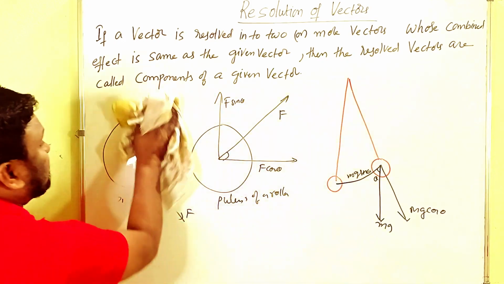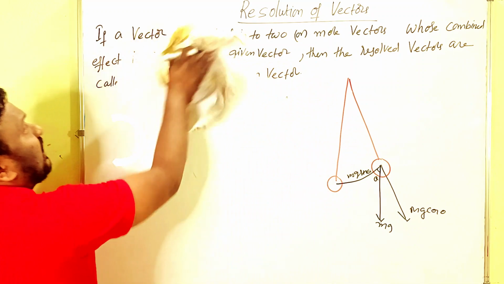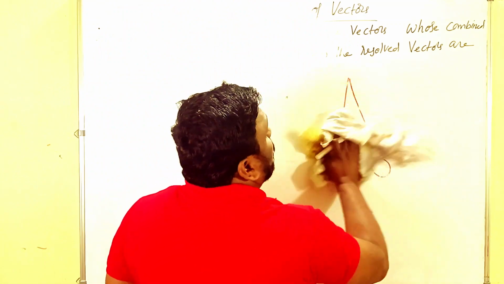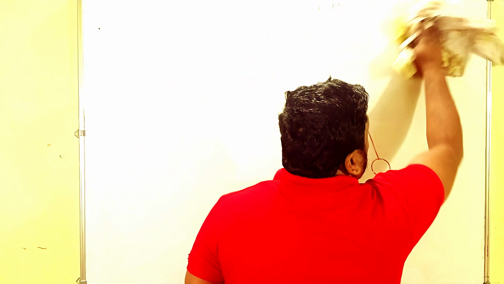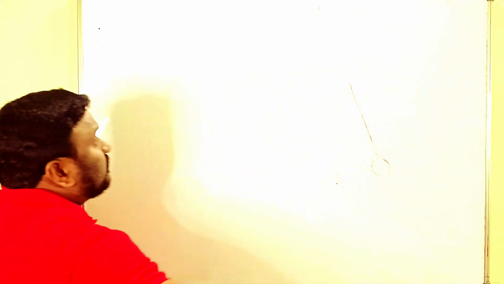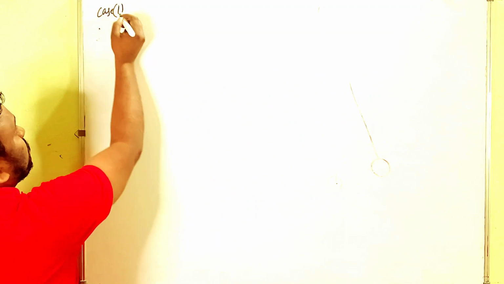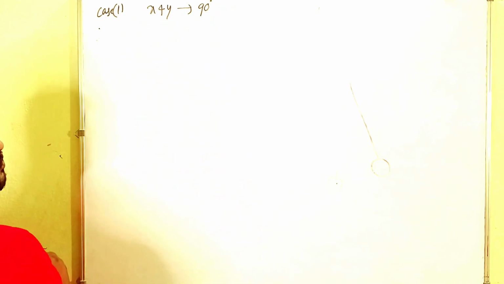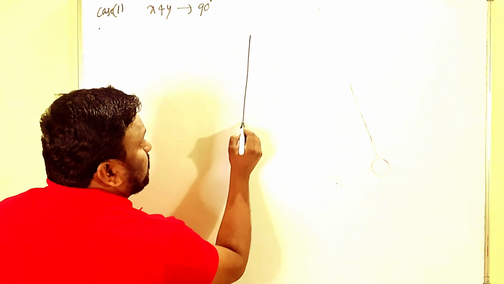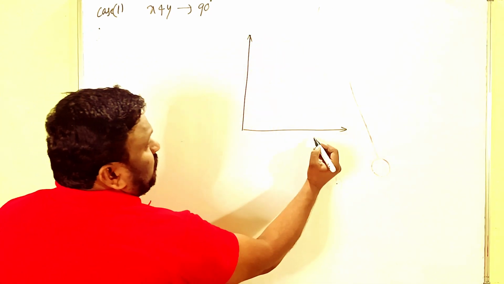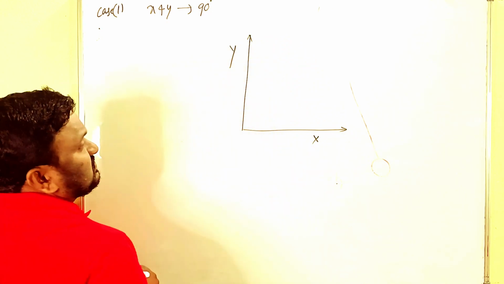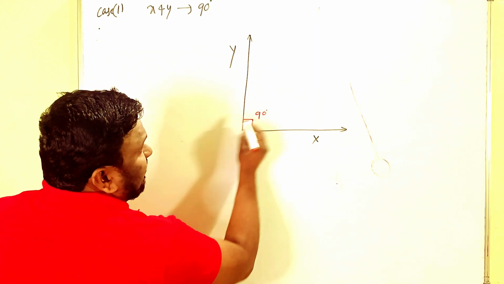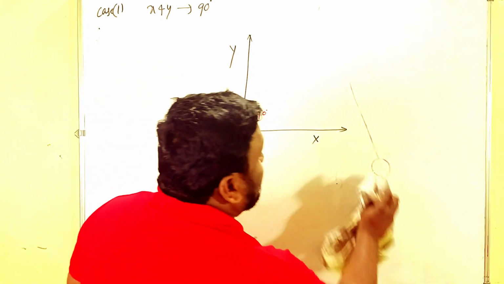So the first case: the given vector is in a plane, and here we can take x and y, the xy plane, where the angle between them is 90 degrees. How can we write the components of the vector? Clear? So in case one, x and y have an angle of 90 degrees. We are taking the xy plane. This is the x axis and this is the y axis. Clear children? Now how much angle is there between them? 90 degrees. In that case, how can we write the components? Let's see.